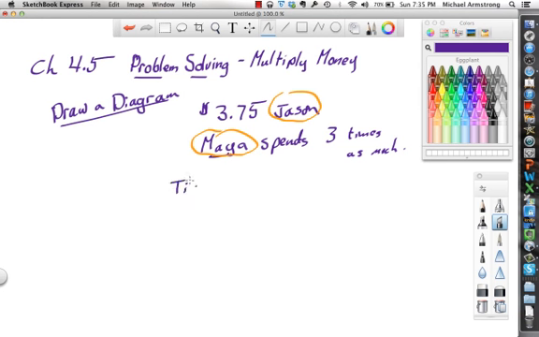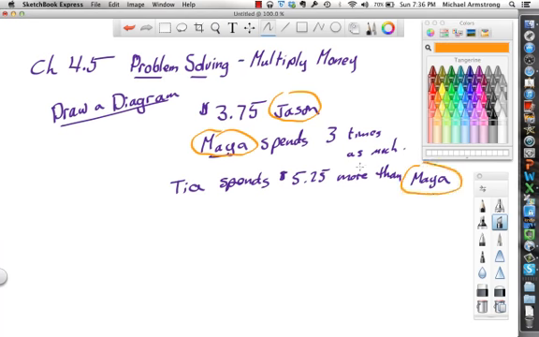How does she spell her name? T-I-A. Well, that was easy. Spends $5.25 more than Maya. So we know how much Jason spends. We don't know how much Maya spends. We don't know how much Tia spends, but we can find out how much each of them spends by starting with what Jason spends and working up to it.